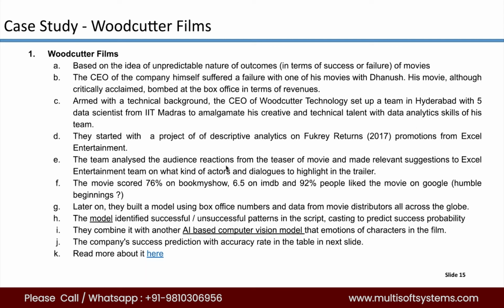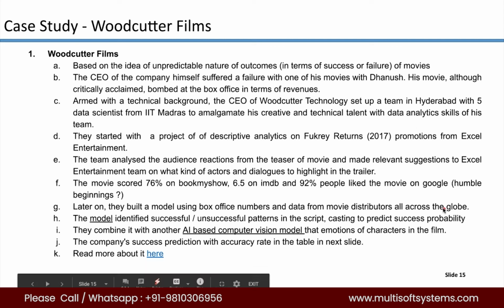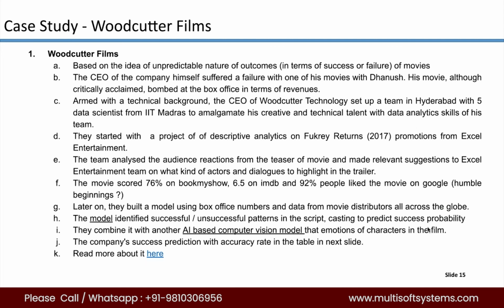They said, okay, now it looks like there is some scope in this work. Let's build a model, maybe a machine learning model, based on the data that we have, using box office numbers and data from movie distribution from all across the globe. Yeah, data is available. A crazy amount of data is available for free for you to analyze, right? I'll share many links with you from where you can download the data and analyze it yourself. You go to the Kaggle website, you can download so much data from there and use it.